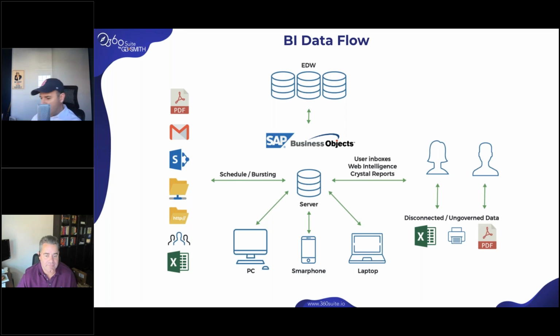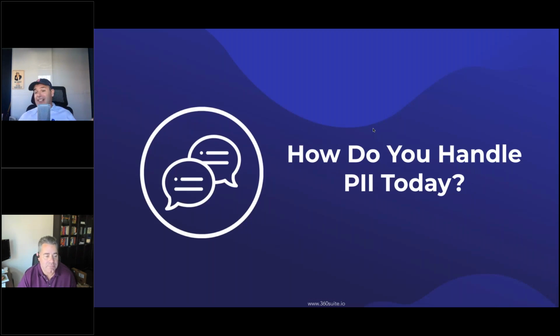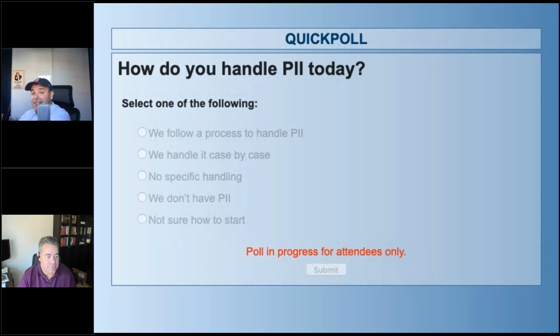So the first poll that we put together is, tell us how you handle your PII today. We've tried to explain at a high level what PII, or sensitive content, is, and we're interested to know, how do you handle your PII? We follow a process to handle PII. We handle it case by case, no specific handling. We don't have PII. Not sure where to start.